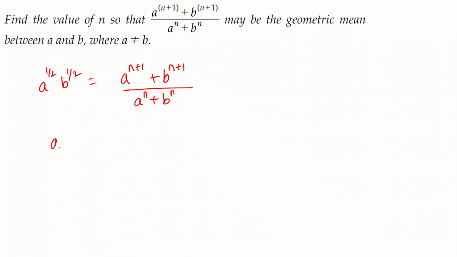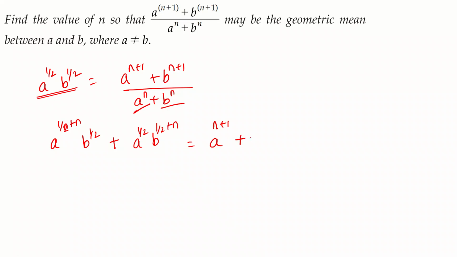So a^(1/2+n) b^(1/2) + a^(1/2) b^(1/2+n). This is what we get on the left hand side, because when you cross multiply, I multiply a^n with this and b^n with this again, so I get two terms, and the right hand side remains as it is, a^(n+1) + b^(n+1). Now I just do some transportation. I take this from the left hand side and put it on the right hand side.